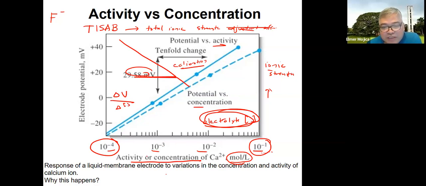So what happened? If you're going to look at this, when the concentration of your analyte is not too great, I mean, when the electrolyte concentration is low, because this one is the analyte, right? So what the TISAB does as much as possible is give enough electrolyte for your analyte to be able to show its concentration. It is affected if the electrolyte concentration is low.